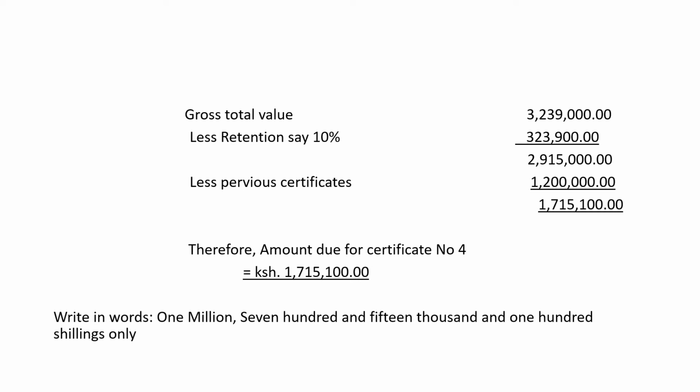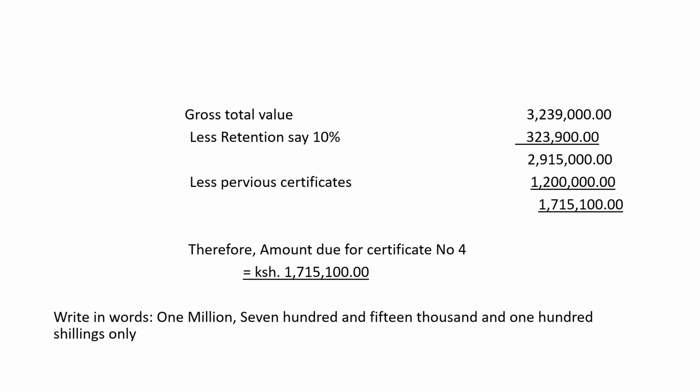But the contractor had been paid previous certificates, which was 1,200,000 shillings. So when we subtract that, because now we are not going again to pay him the 1,200,000 shillings, because already we had paid that. When we subtract that, we are left with 1,715,100 shillings. So this is the amount that is due to be paid to the contractor for certificate number 4. So he's going to be paid 1,715,100 Kenyan shillings.